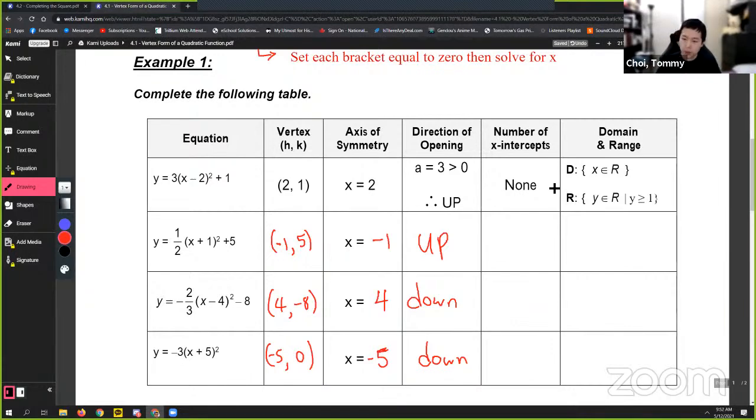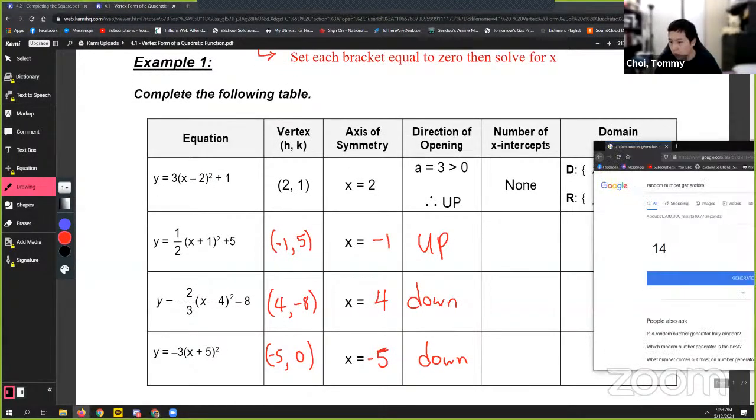Now we have to think. So the next three people, you just have to think a little bit. Visualize where the vertex is. You know that it's opening up or down. And see how many times it touches the x-axis. That's all you have to think about. It's either 0, which is none, 1, or 2. So it's either 0 x-intercepts, 1 x-intercept, or 2 x-intercepts. So try to visualize it. This is now getting slightly harder than the other questions, but let's make sure we can do it.